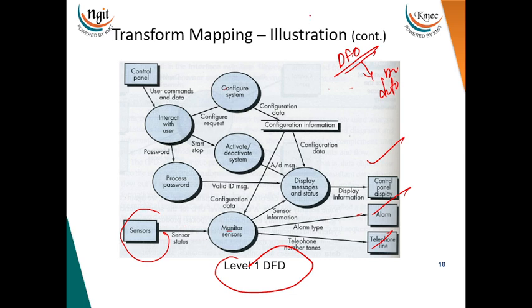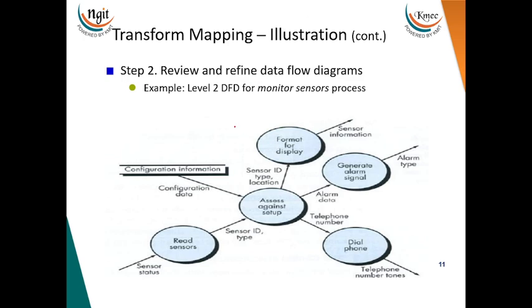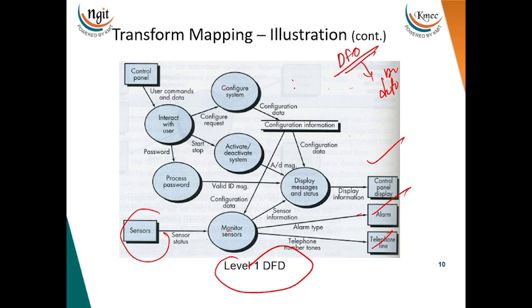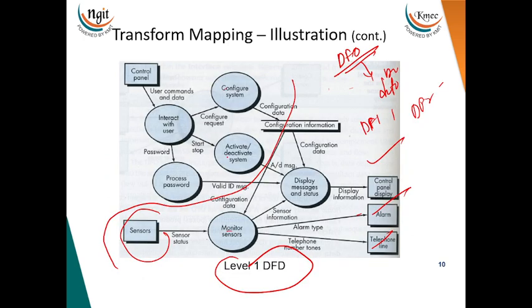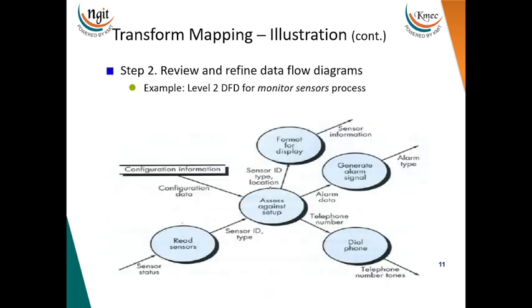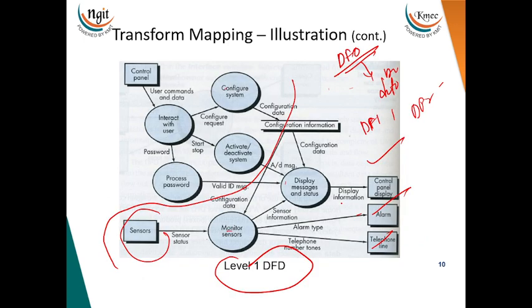Now let's move on to DFD 2. DFD 2 of what? This one. From here it is coming. Do remember, it is coming from your DFD 2. DFD 1 is somewhat detailed, DFD 2 is more detailed. So let's see. Sensor is coming against the setup, correct? We have got sensor, then we have got monitor. We are about here. Sensor, this one, format of display, generate alarm, dial phone.